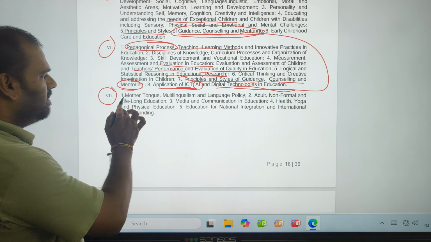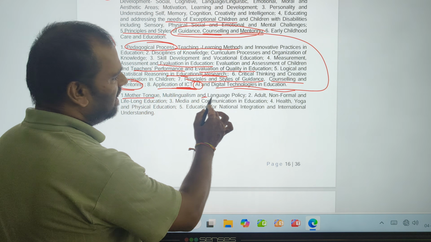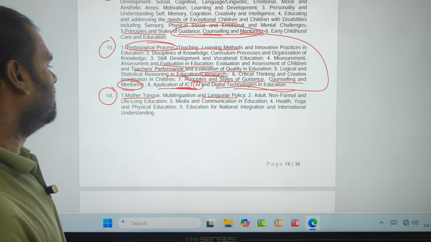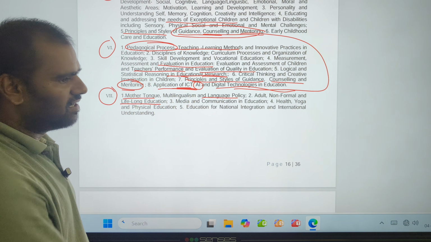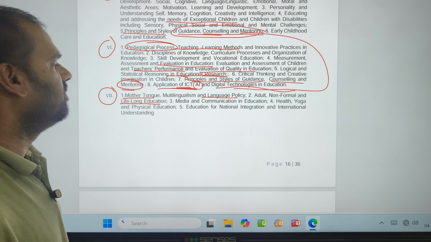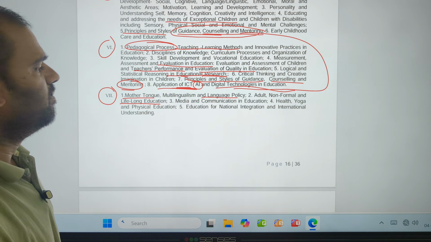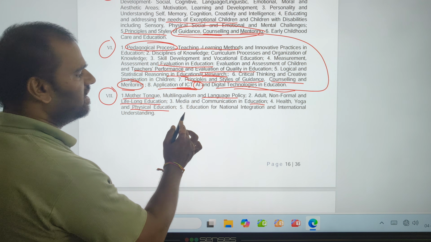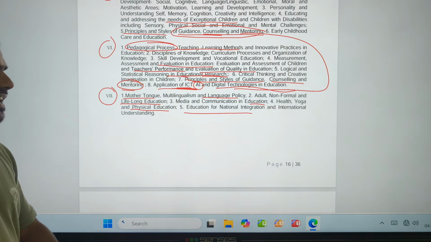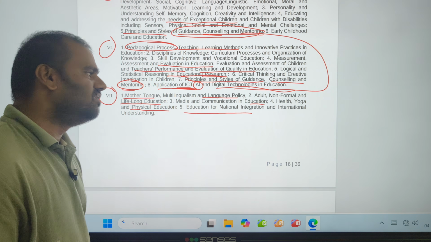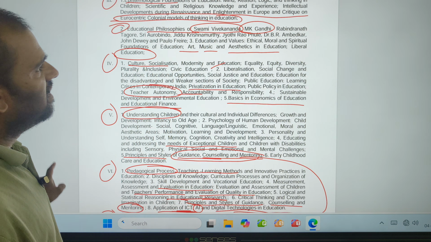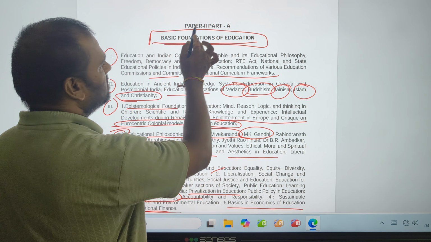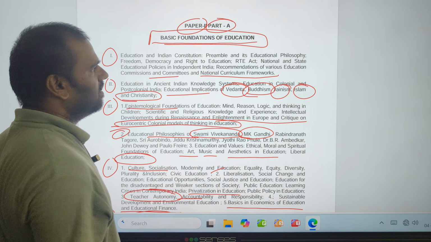What is chapter 7? Mother tongue, multilingualism and language policy. What language policy is saying, and adult education. So non-formal and lifelong education. For this, whatever theories we have, and what is the role of media and communication. So media communication in education, health, yoga and physical education, education for national integration and international understanding. So these are the things we are going to study under what paper? Basic foundations of education. So this is under paper 2 part A.